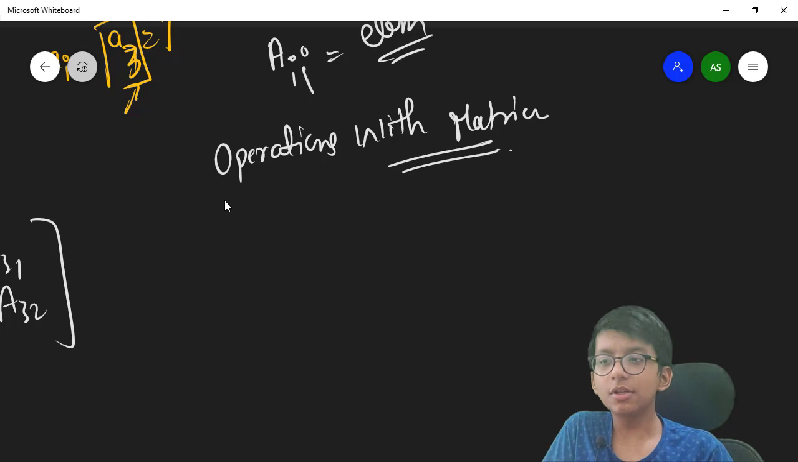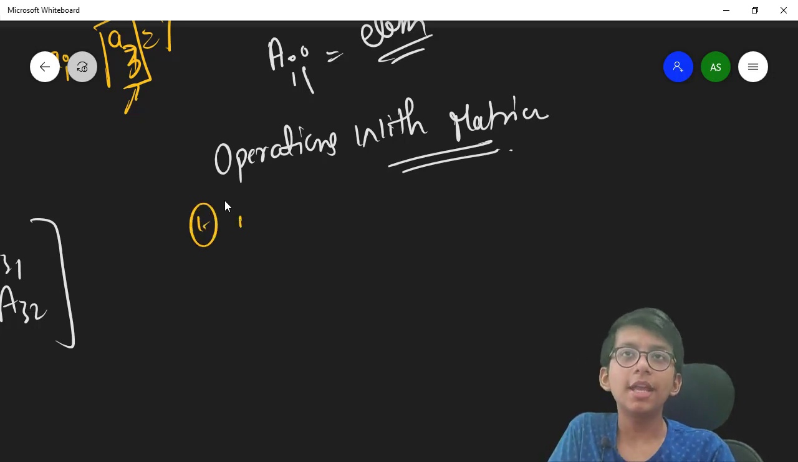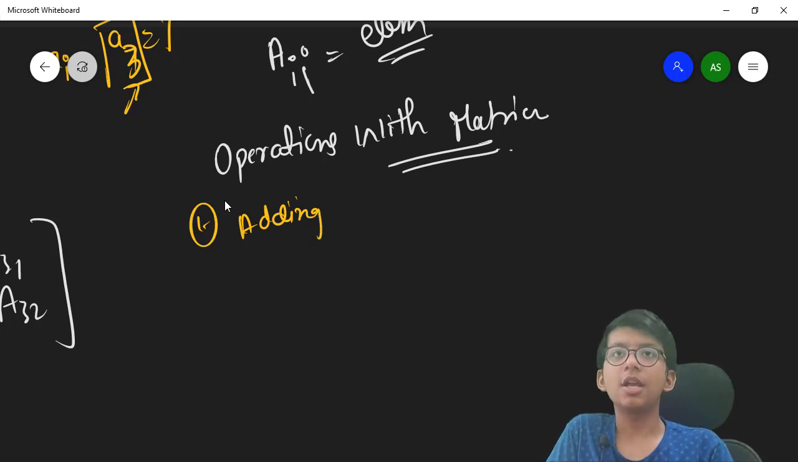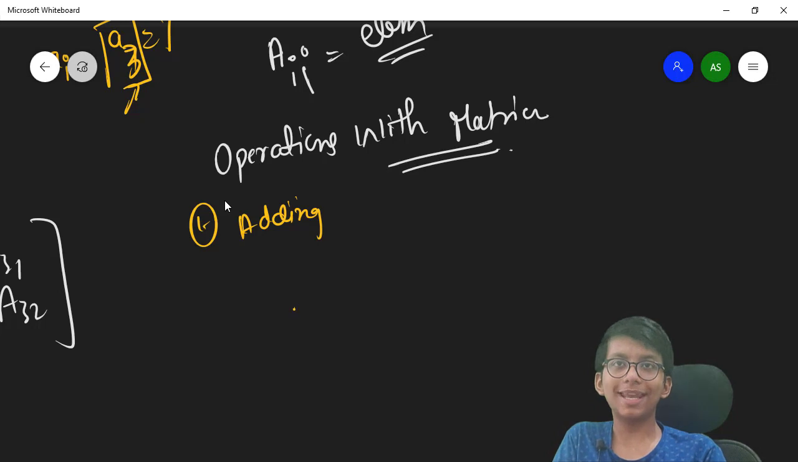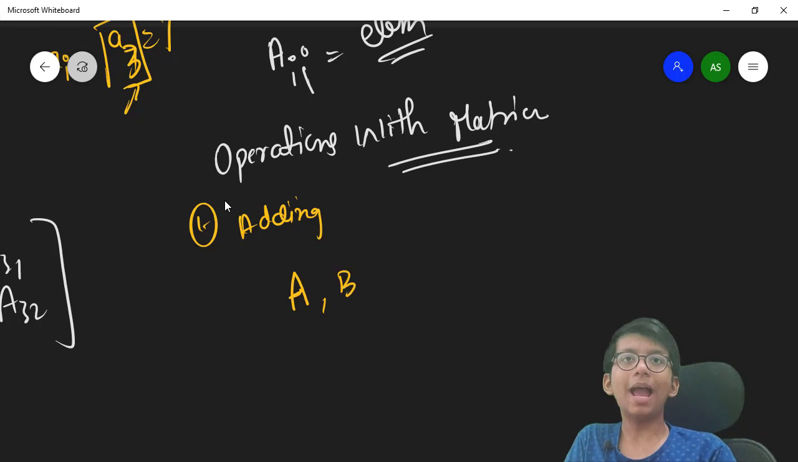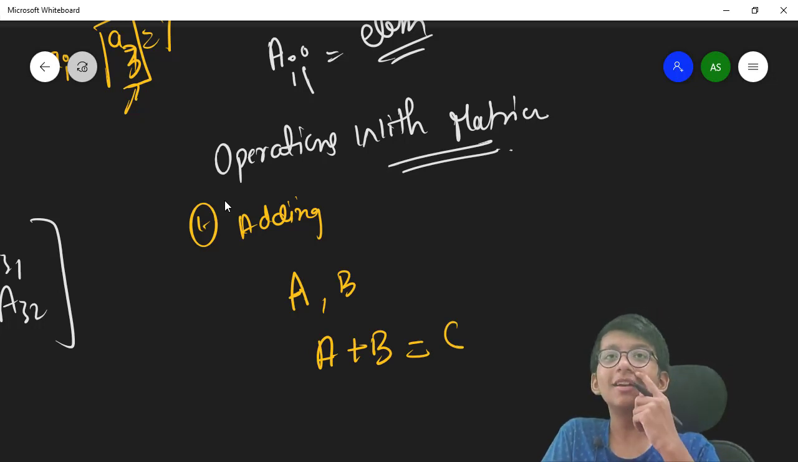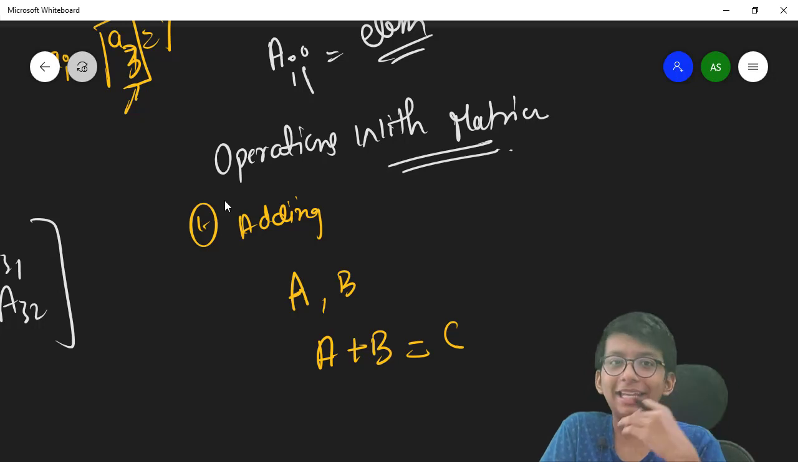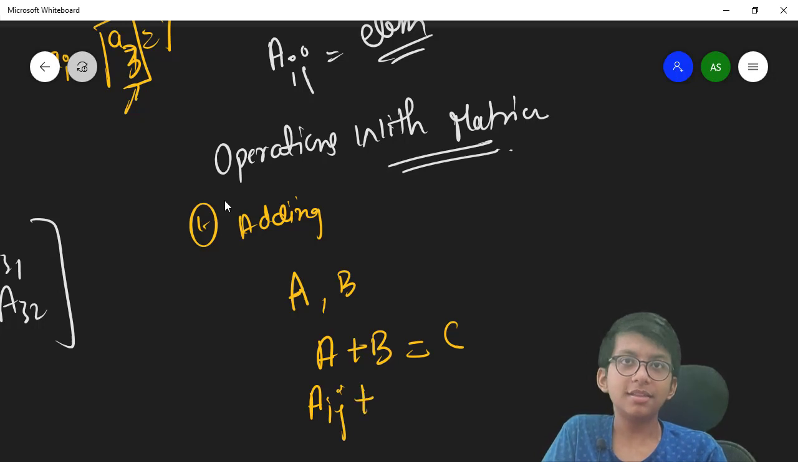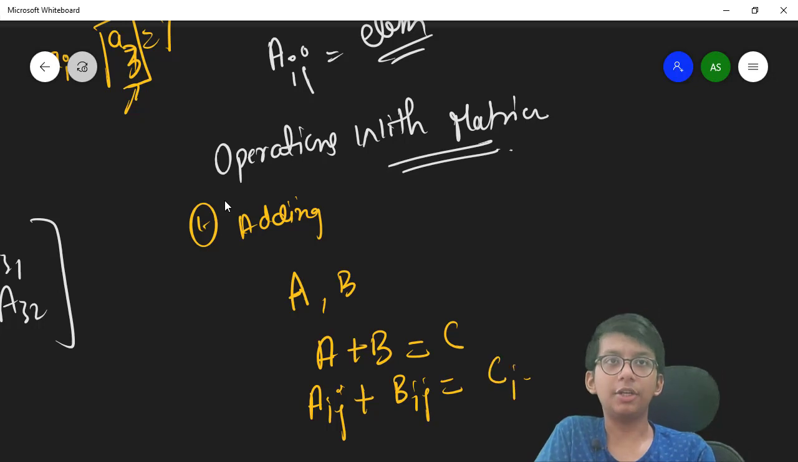The first operation we will talk about is the addition of matrices. Assume that you have a matrix A and a matrix B, and you want to add them. When you add A plus B, it will result in C, of course. Here you do element-wise addition: Aij plus Bij equals Cij.